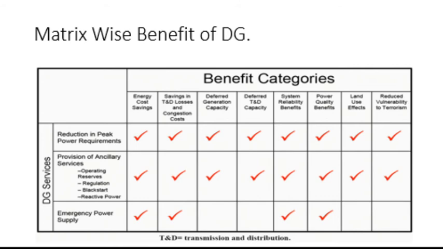That is the matrix-wise benefit, where you can easily study by just looking at this, and you can write your answers, because the red tick mark shows that these points are easily available in distributed generation, and where the ticks are not there, that is not possible through a distributed energy solution. That is only in the emergency power supply.